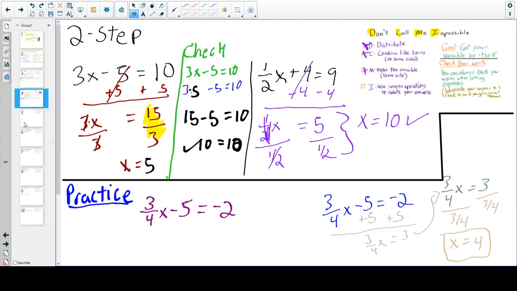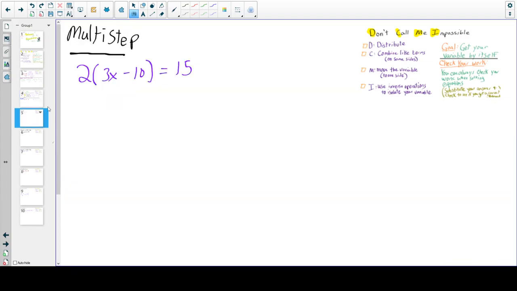All right, so we're going to move on to some other stuff. Multi-step. So this is going to take multiple steps to solve this equation. Now remember, as I said in the beginning of the video, there's always many ways to solve equations. I'm just showing you how to use the DCMI method. However, there are a lot of times that you can choose other methods or other things that you could do to solve these equations. So don't limit yourself to this.